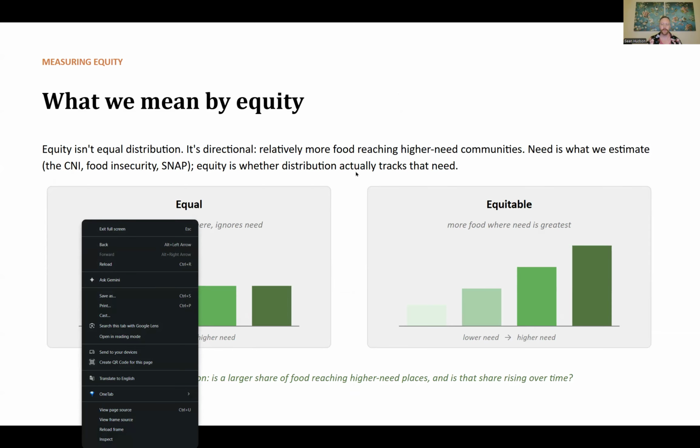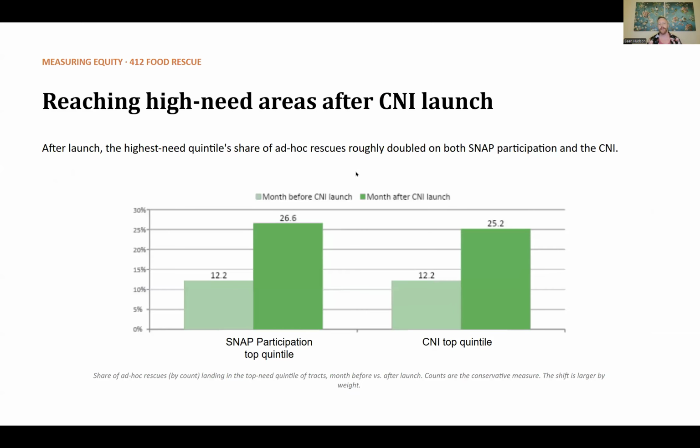our post, and the one on the left is before. So before, about 12% of all of our ad hoc one-time rescues were going to that top fifth of what we think of as need. But now it's about a quarter of them. So that is pretty good. That is a doubling of that in just that first month.